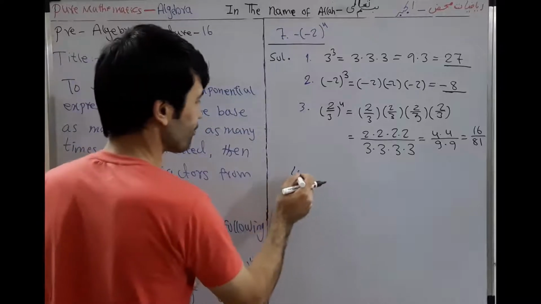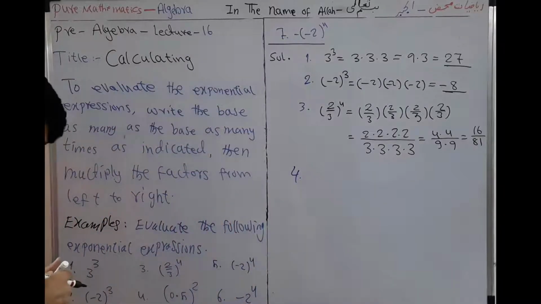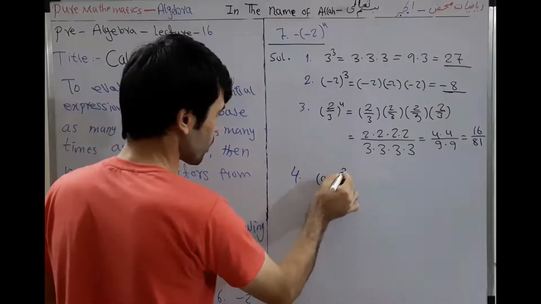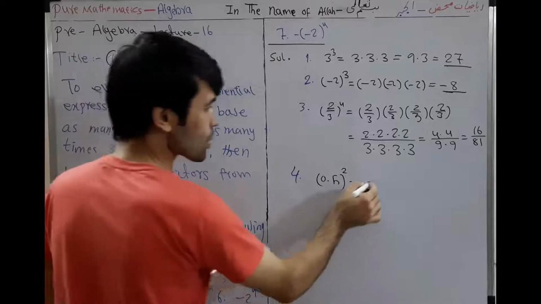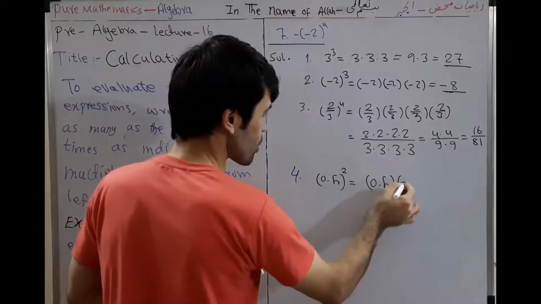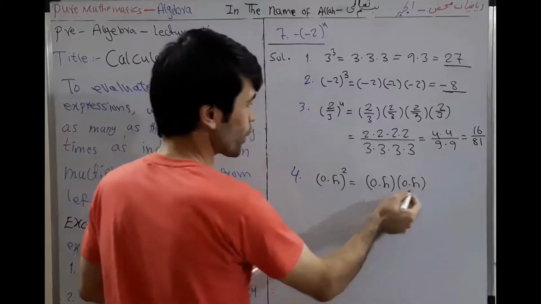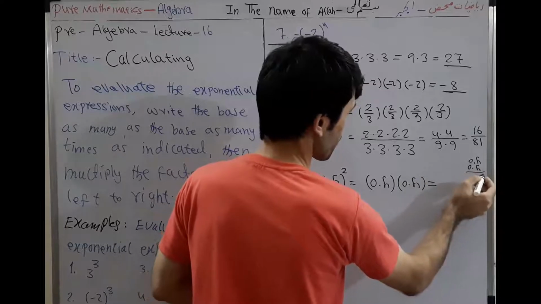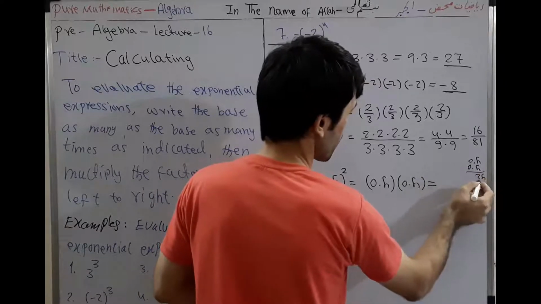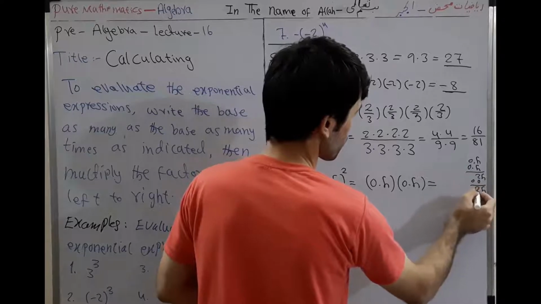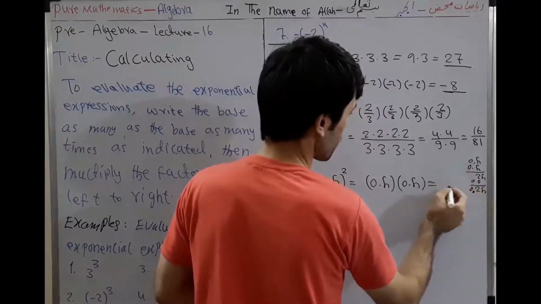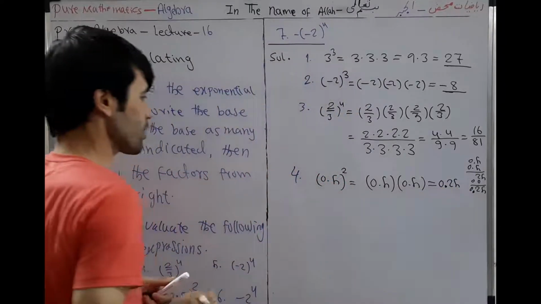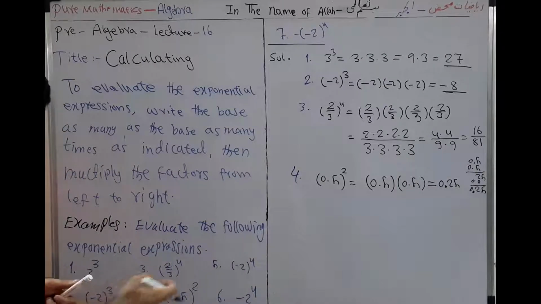Number 4. 0.5 whole to the power 2. It is equal to 0.5 multiplied by 0.5. If we multiply these two numbers, 5 multiplied by 5 is 25. We have two decimal places, so actually we get 0.25. It is the product of this expression.